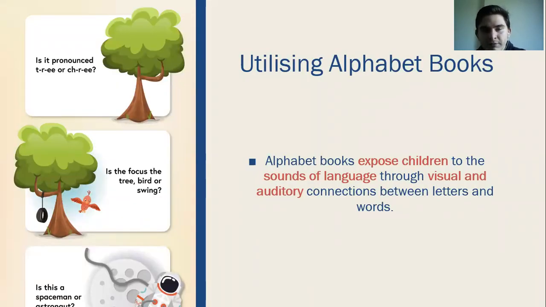And then we have alphabet books. Alphabet books are very great for us to expose children to the sounds of the English language through visual aids and auditory aids, between letters and words. They might not always have an auditory aid in these alphabet books. They sometimes have, but it's usually visually corresponded, as you can see here. Is it pronounced tree or tree? Is the focus on the tree or the bird or the swing?